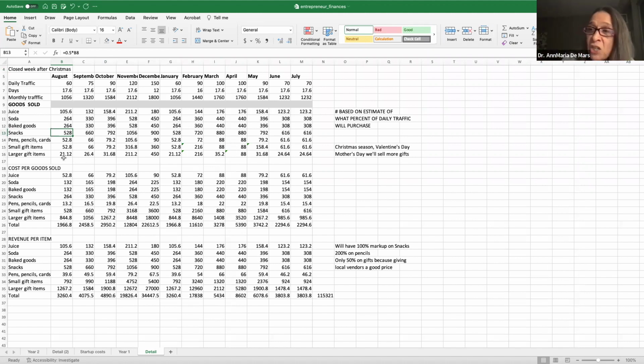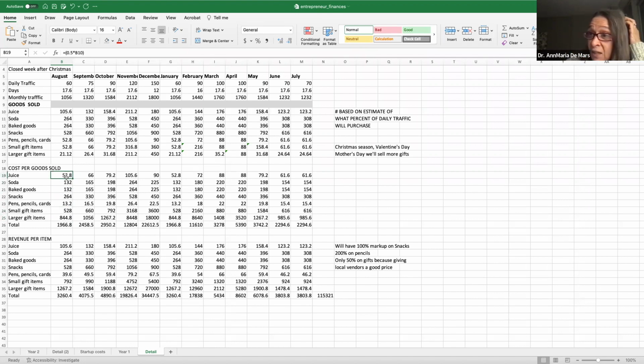All right, so this is how much stuff I said I would sell. Now, how much is it going to cost me? Again, if we had actual numbers, we could put them in here. I said 50 cents for a bottle of juice, 50 cents for a bottle of soda, and 50 cents for the baked goods. For the pencils and smaller things, 25 cents. For the gift items, I said $10. And for the larger gift items, $40. So that's what I estimated was the cost of each thing.